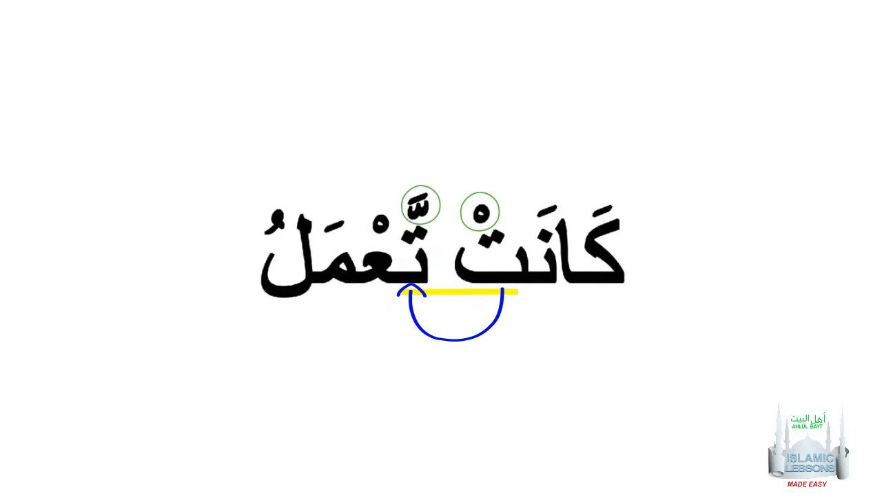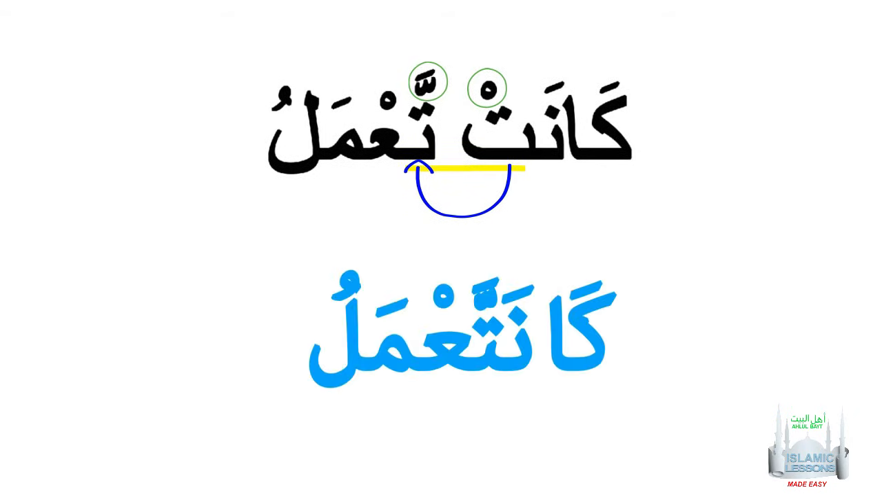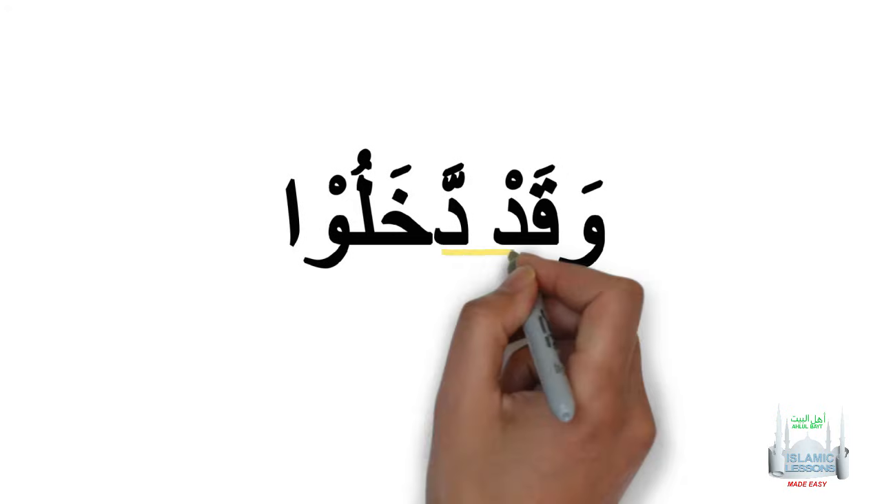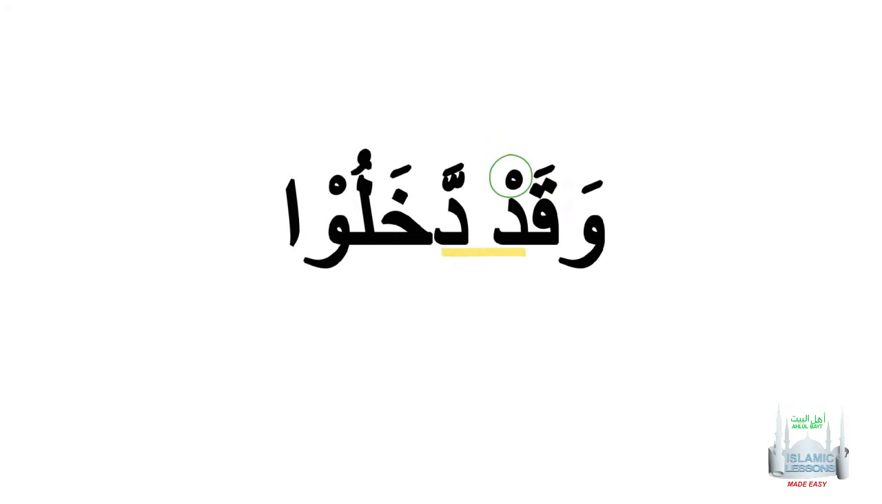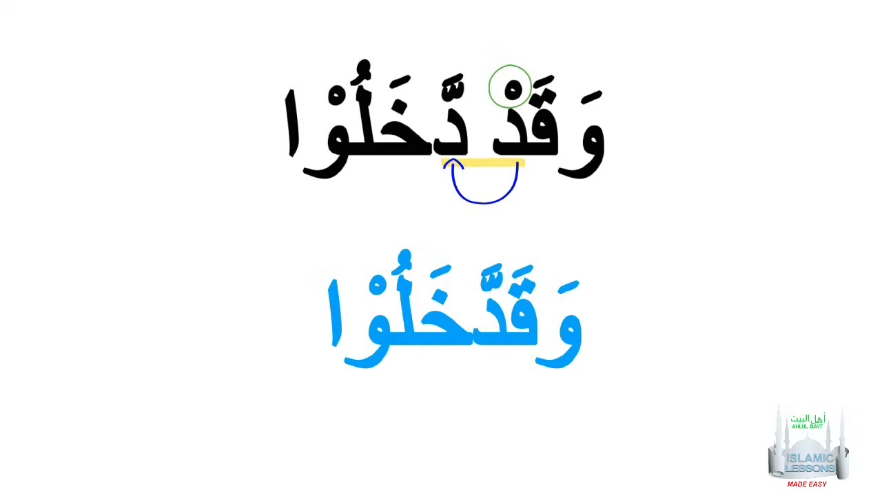The Qur'an has made it easy for us and has already placed the shaddas there. So it will be read as كانت تعمل and not كانت تعمل. It's read together and not separate. Another example, we see two of the same letters. The first letter has a sukoon, so we merge them together. It reads وَقَدْ دَخَلُوا and not وَقَدْ دَخَلُوا. It's read together and not separate.